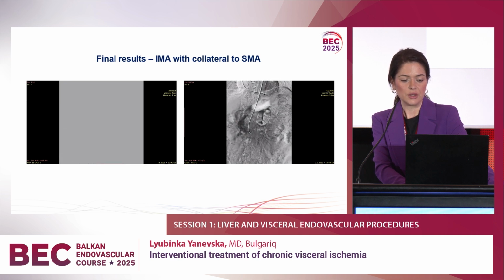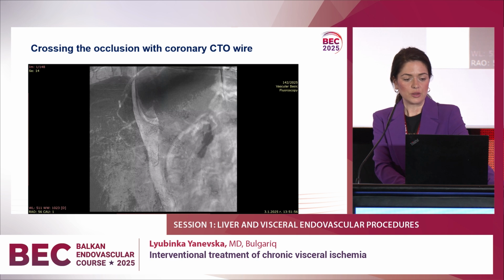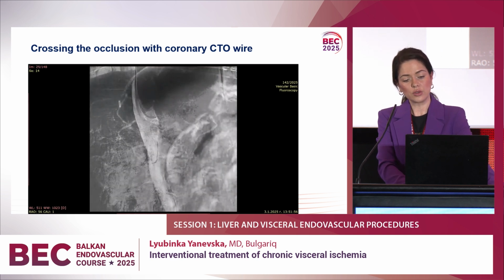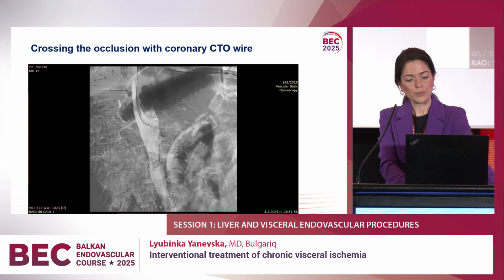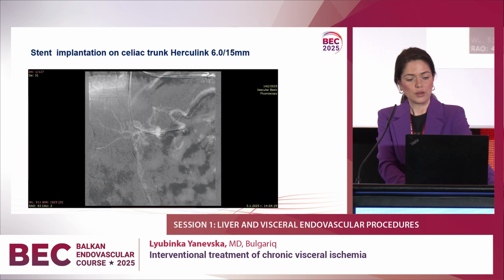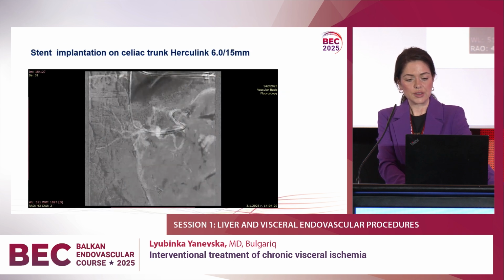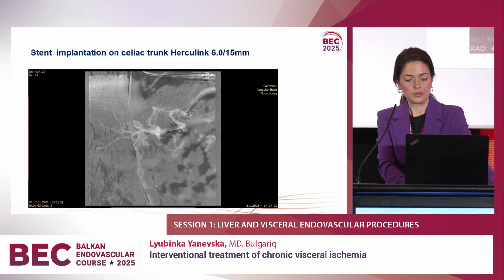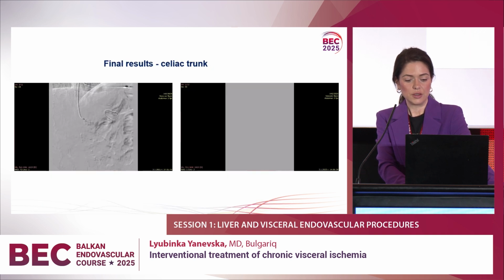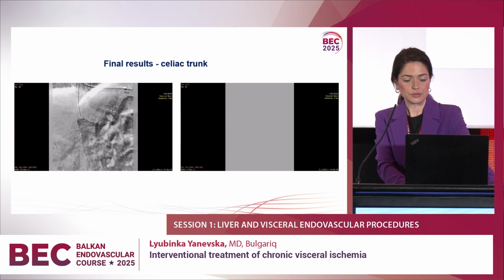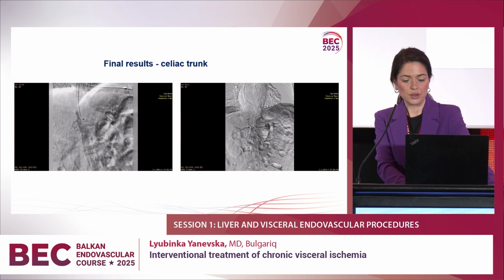Next step is crossing the occlusion with a coronary CTO wire in the celiac trunk and implantation of the Hercules stent in this occlusion, and this is the final result in the celiac trunk.